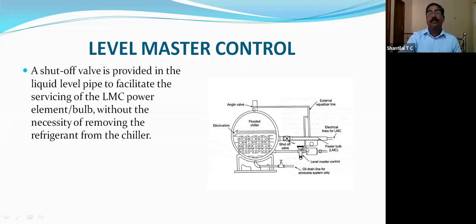So these are the two additional new controls: the electronic expansion valve and the level master control. These two are refrigerant control devices. Then additionally, we have learned the solenoid valve. Simply, we can say the solenoid valve is to control the line. A manual valve can open or close the line by hand; instead of that, this is an electrically operated valve. I hope today's topic is understood.